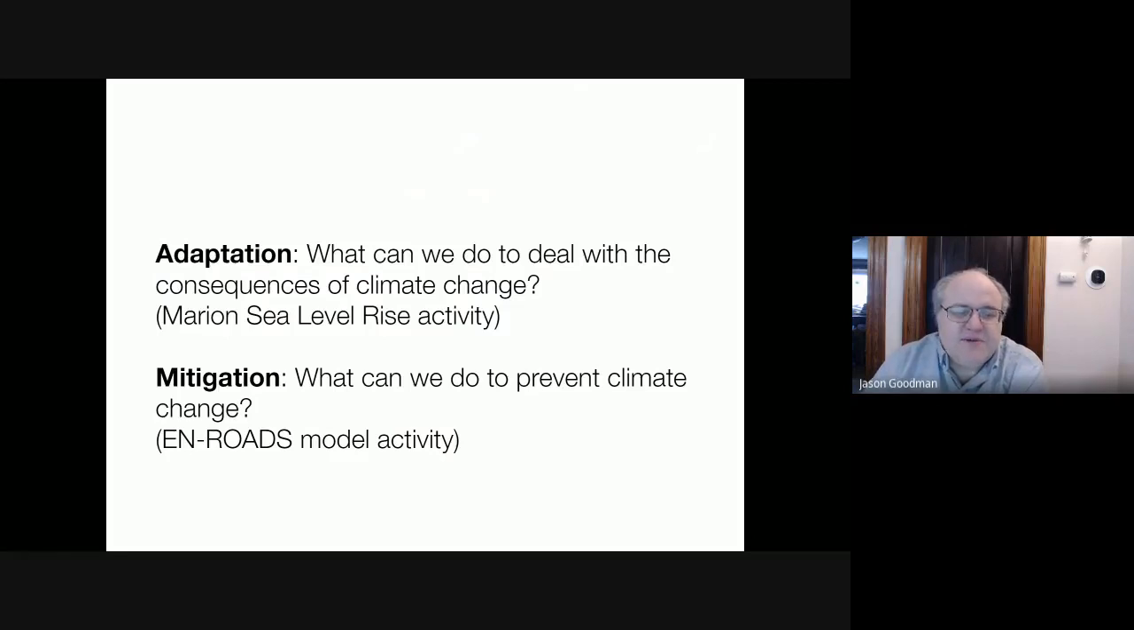The highlight of this was the Marion sea level rise town hall meeting activity that you've been working on. What I want to start talking about now is what we can do to prevent climate change. And this is going to be the focus of your last assignment using the En-ROADS climate model.